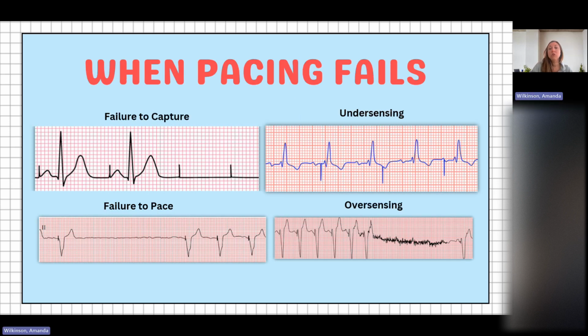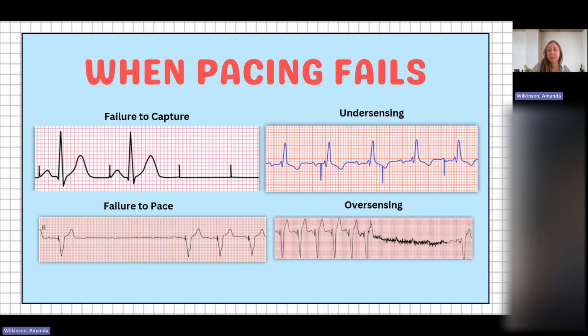So pacemakers are usually reliable, but sometimes they can malfunction. Here are the four main types of pacemaker failure, and each one of them is shown here. We're going to start with our failure to capture.